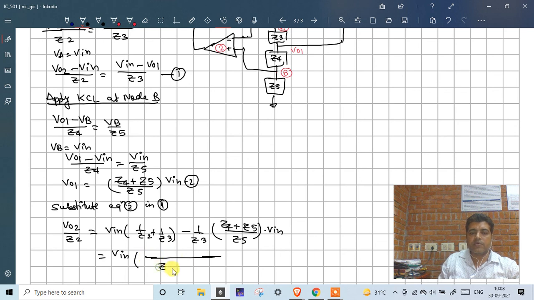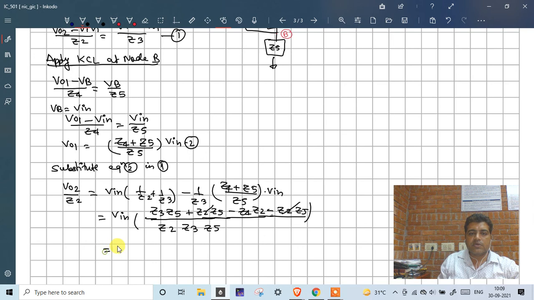So in the denominator we are going to have Z2, Z3 and Z5, and on the numerator side we are going to get Z2, Z3, Z5. In the case of Z3 we are going to have Z2, Z5. Here we have minus Z4 and Z2, and this side we are going to have minus Z2 and Z5. So Z2, Z5 cancelled out.